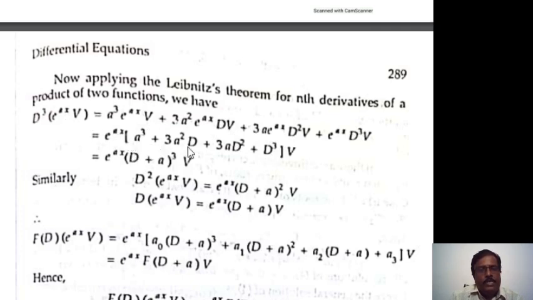Okay, (a^3 + 3a^2 D + 3a D^2 + D^3) v, or e^(ax). Now this is the same as (D + a) whole cube, because (a + b) whole cube is what? a^3 + b^3 + 3ab(a + b). So this is nothing but the expansion of the term (D + a) whole cube. So this is equal to e^(ax) (D + a)^3 v.